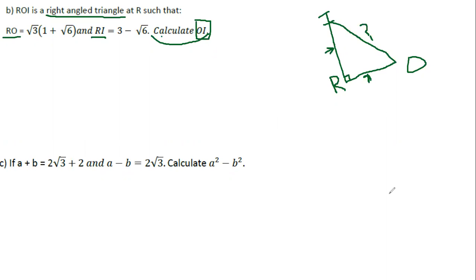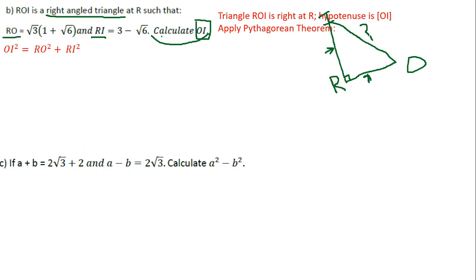So look what we write. We write the following: triangle ROI is right at R, the hypotenuse is OI, so we apply the Pythagorean theorem. The Pythagorean theorem says the hypotenuse squared, meaning IO squared, is equal to side 1 squared, meaning IR squared, plus RO squared. This is the Pythagorean theorem. Now we replace RO by the given measure.